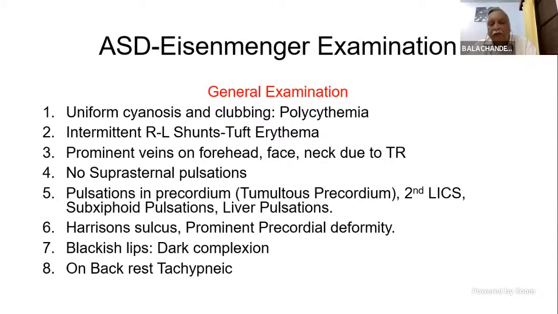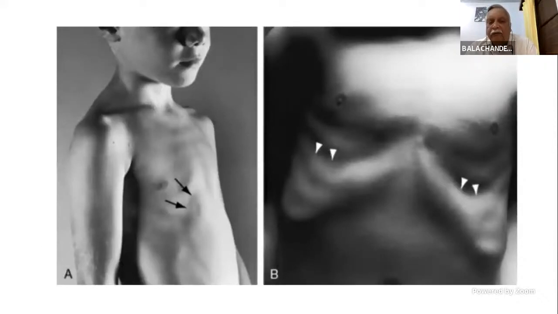There are prominent veins. There are no suprasternal pulsations. There are pulsations in the precordium. Remember, ASD always has a tumultuous precordium, and pulsations in the second left intercostal space, sub-xiphoid pulsations, liver pulsations, etc. These are seen on general examination. You do get Harrison sulcus. You get blackish lips and discoloration on the back. Patients can be tachypneic. Next slide. And this is the classical Harrison sulcus. Next one.